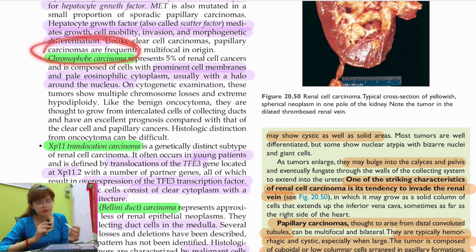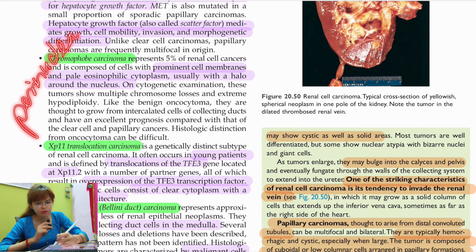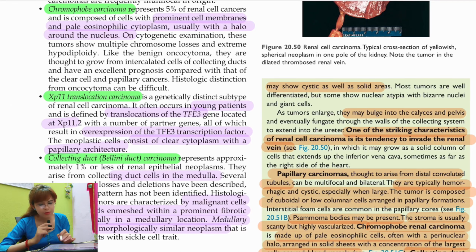Now, what happens in chromophobe carcinoma? Prominent cell membrane with a pale eosinophilic cytoplasm and a halo around the nucleus. So, perinuclear halo is a characteristic feature of chromophobe carcinoma. Important MCQ point.